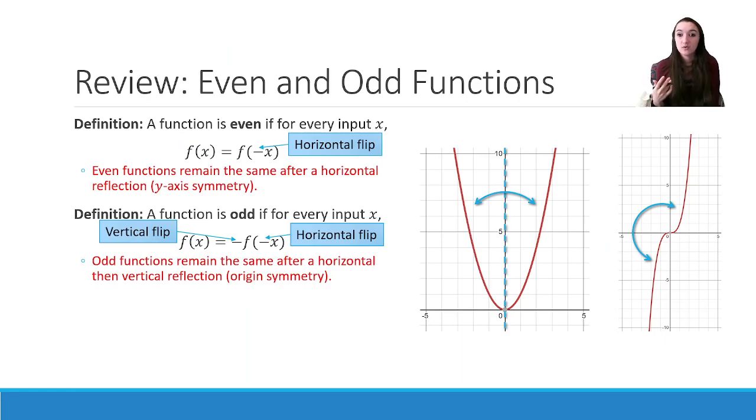All right, so let's do a quick review of even and odd functions. We saw even and odd functions back in chapter 1.3, but I talked about some symmetry that related to those even and odd functions, and now let's think about how that can relate to our horizontal and vertical reflections that we just talked about. So a function is even if f of x equals f of negative x. Well, f of negative x is a horizontal flip. So in other words, even functions remain the same after a horizontal reflection, which is y-axis symmetry.